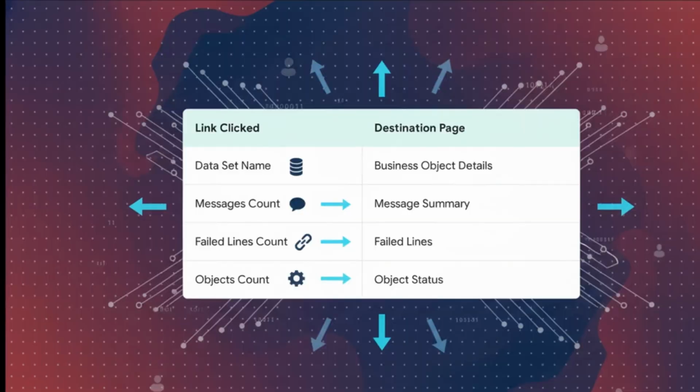One of the smartest things about this new dashboard is that every single row is interactive. This means you don't have to navigate away to investigate an issue. You can just click on the dataset name and it takes you to the object details, or click on the message count to see a summary of any issues. If you see failed lines or failed objects, a single click takes you right to the page where you can start troubleshooting. It's a fantastic design that connects the high-level summary directly to all the nitty-gritty details.